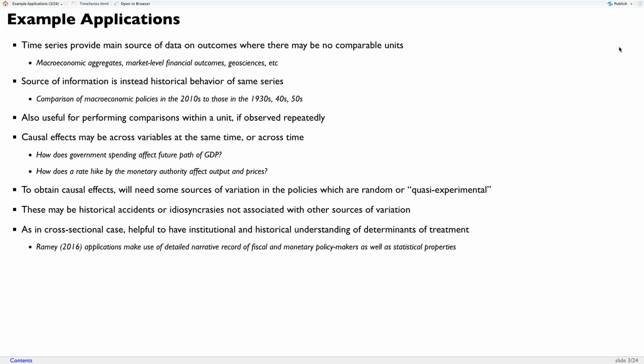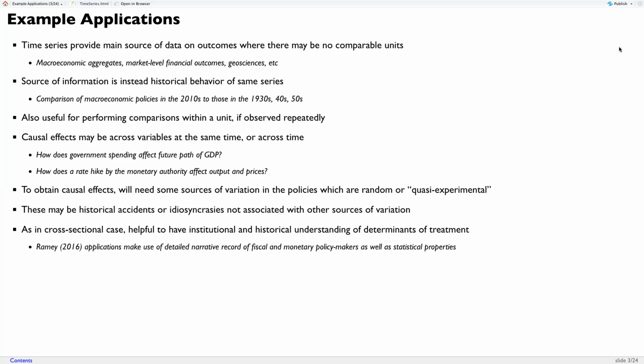This can be used in things like panel data for performing comparisons within a unit observed repeatedly, so we can still think about panel data structure to the extent that, for example, there are differences across units that we don't necessarily know that much about. We can use the temporal structure within a unit to allow us to rely less on strong assumptions of comparability across units.